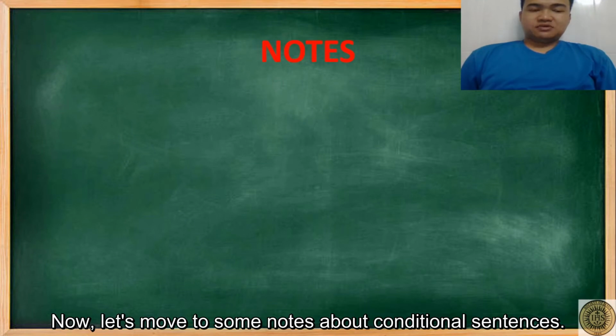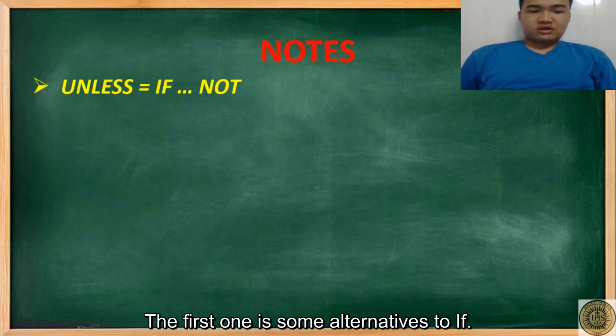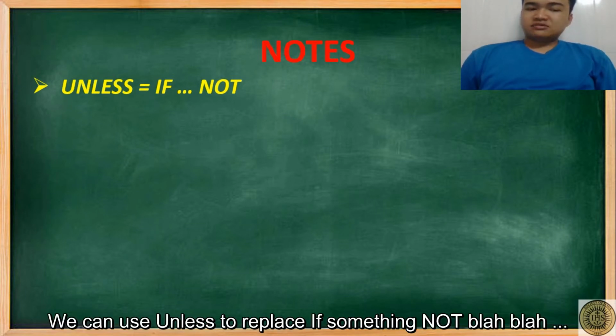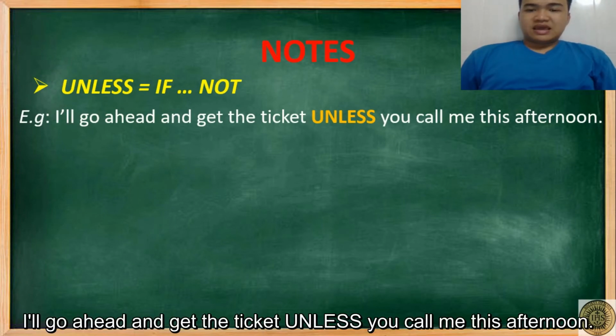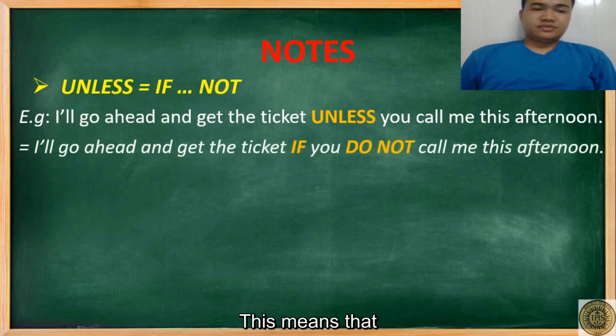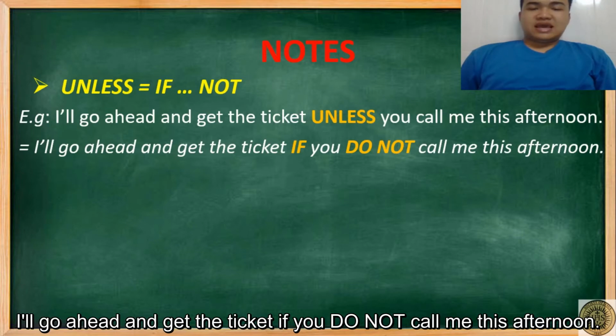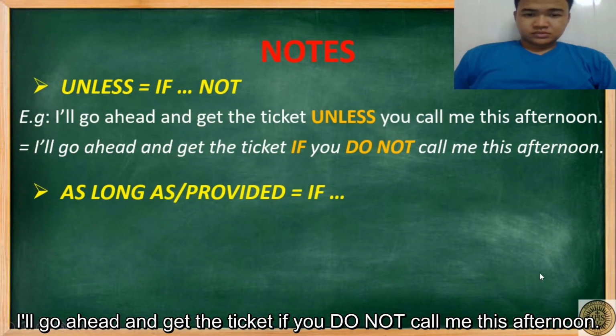Now, let's move to some notes about conditional sentences. The first one is some alternatives to if. We can use unless to replace if something not. For example, I'll go ahead and get the ticket unless you call me this afternoon. This means that I'll go ahead and get the ticket if you do not call me this afternoon.